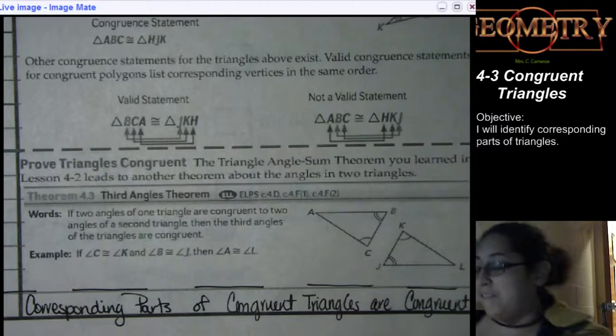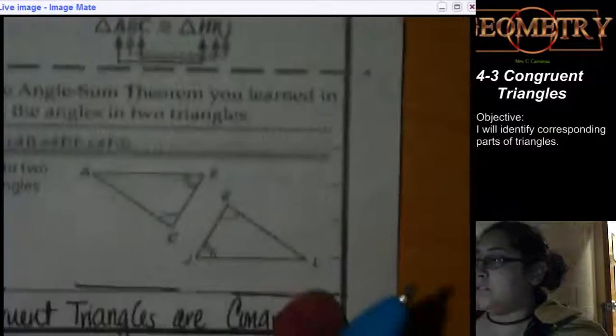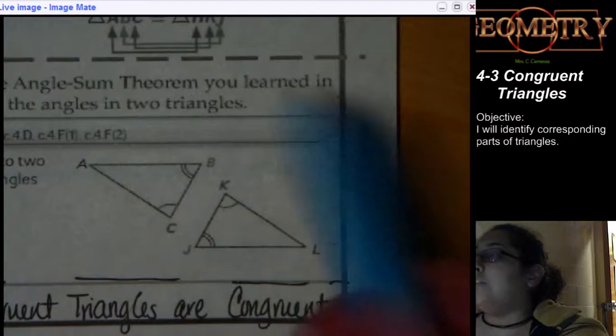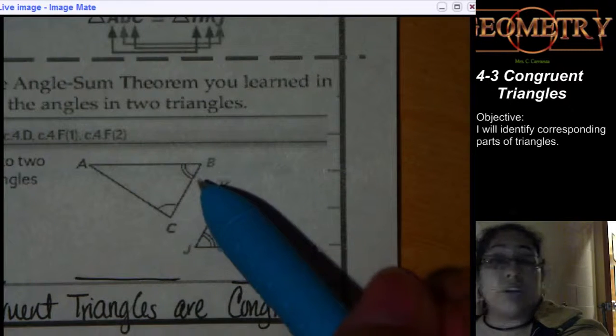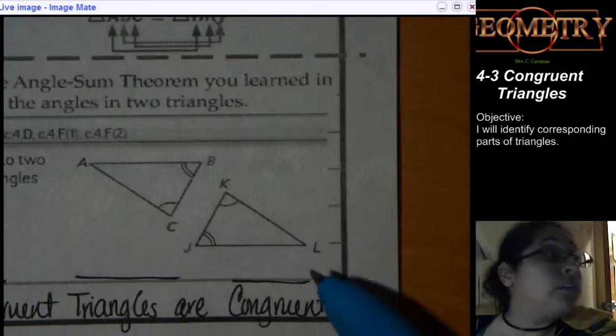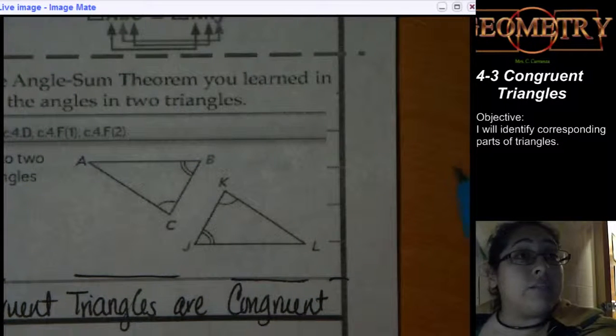Okay? So I'm going to zoom in here on these triangles. Notice how angle B has congruent marks to angle J, and angle C has congruent marks to angle K. That means their measures are equal. Can I have some measures for these angles, please?